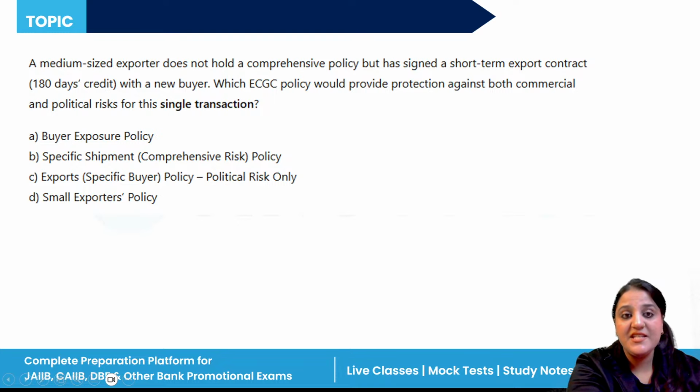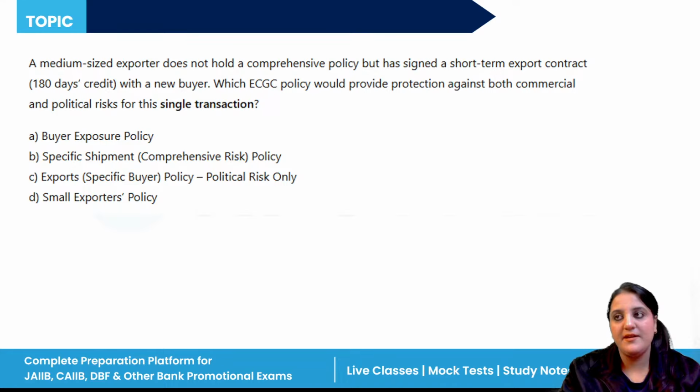So what is ECGC? That is Export Credit Guarantee Corporation of India Limited. It is an export promotion organization, set up to improve the competitiveness of Indian exporters by providing them credit insurance and all the other facilities which are important for exporters to survive in the competitive market. That is the main work of ECGC.